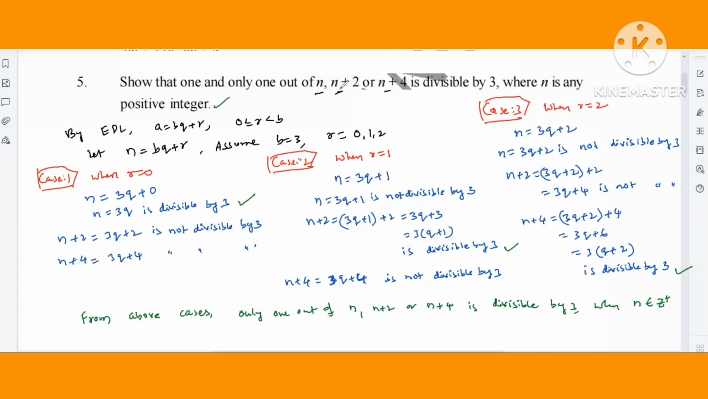And the last one is somewhat different. Here for every case, again we discuss that form, n, n plus 2, n plus 4. You're taking n as a positive integer instead of a, and I'm taking b as 3. So here we get 3q plus 0, 3q plus 1, 3q plus 2. Three cases. Again, in the three cases, you have to write all these three forms. If you get a multiple of 3, then it is divisible by 3. Otherwise, it is not divisible by 3. So that is the first exercise.